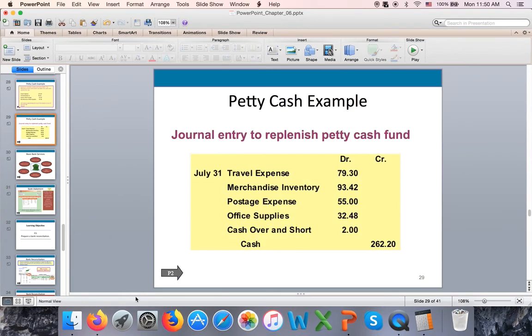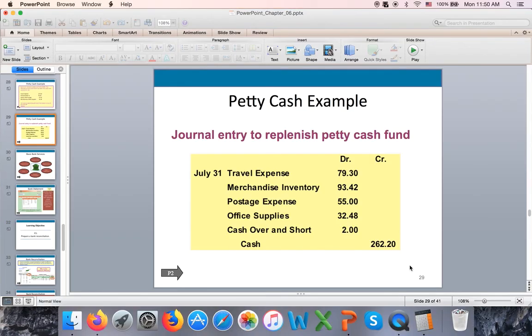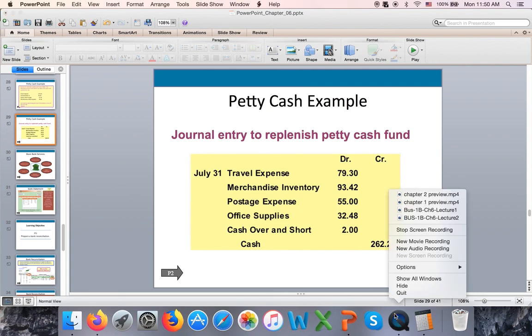And here is your journal transaction. Here we are. So look at your debits: travel expense, merchandise inventory, right? Transportation in is not an expense. Postage expense. Guys, with office supplies, since it's the end of the month, you can debit the asset or you can debit the expense, if they've already been used up. And then you can see the debit to cash short or over, and then I credit cash by the amount of 262.20. So this concludes the first part of the video. Make sure to practice with your petty cash journal entries. Thank you.